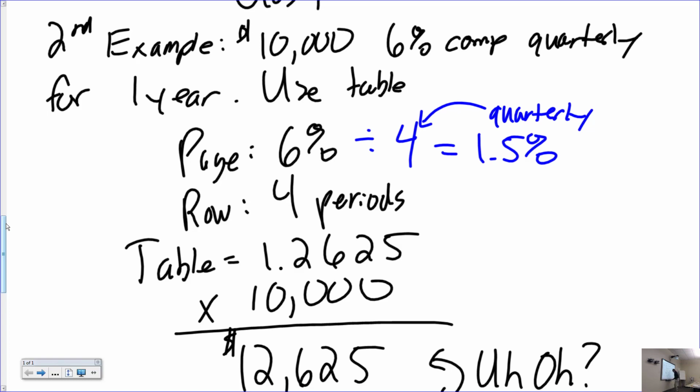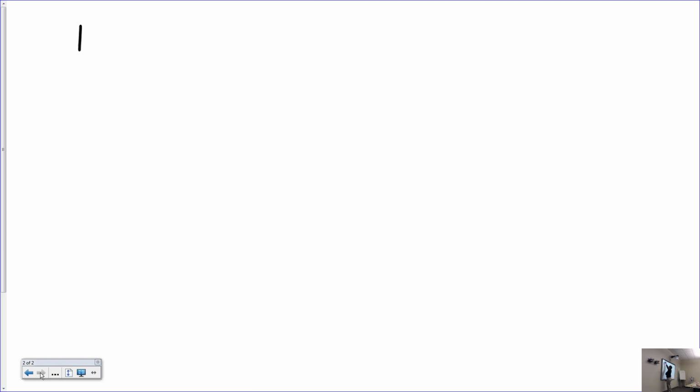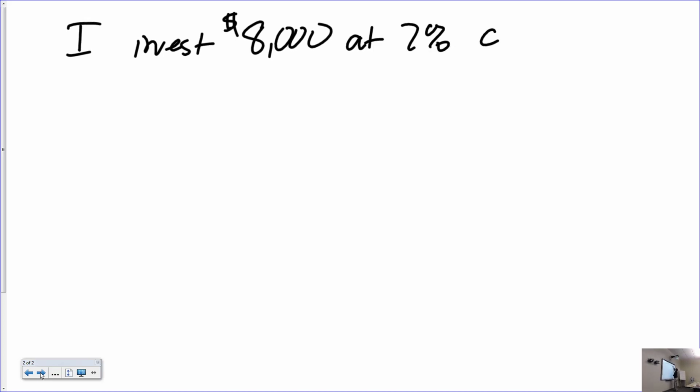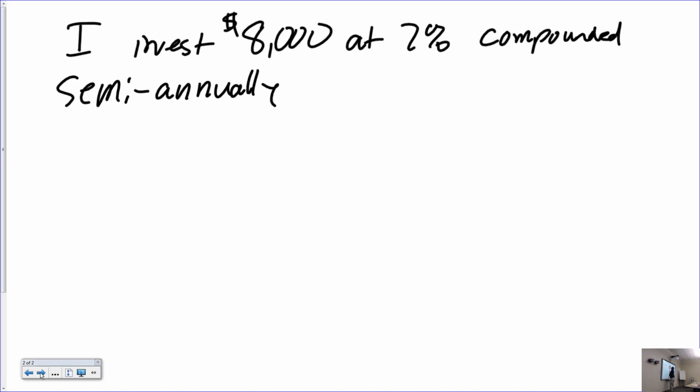Alright, so let's try another one and see how we do. Except you won't have to do it the long way, you can just do the shortcut. So let's suppose that I invest $8,000 at a 7% compounded semi-annually for 12 years. And note, I'm going to change the question on... well, no, I'll do that in the next one. Okay. So, how much will I have?